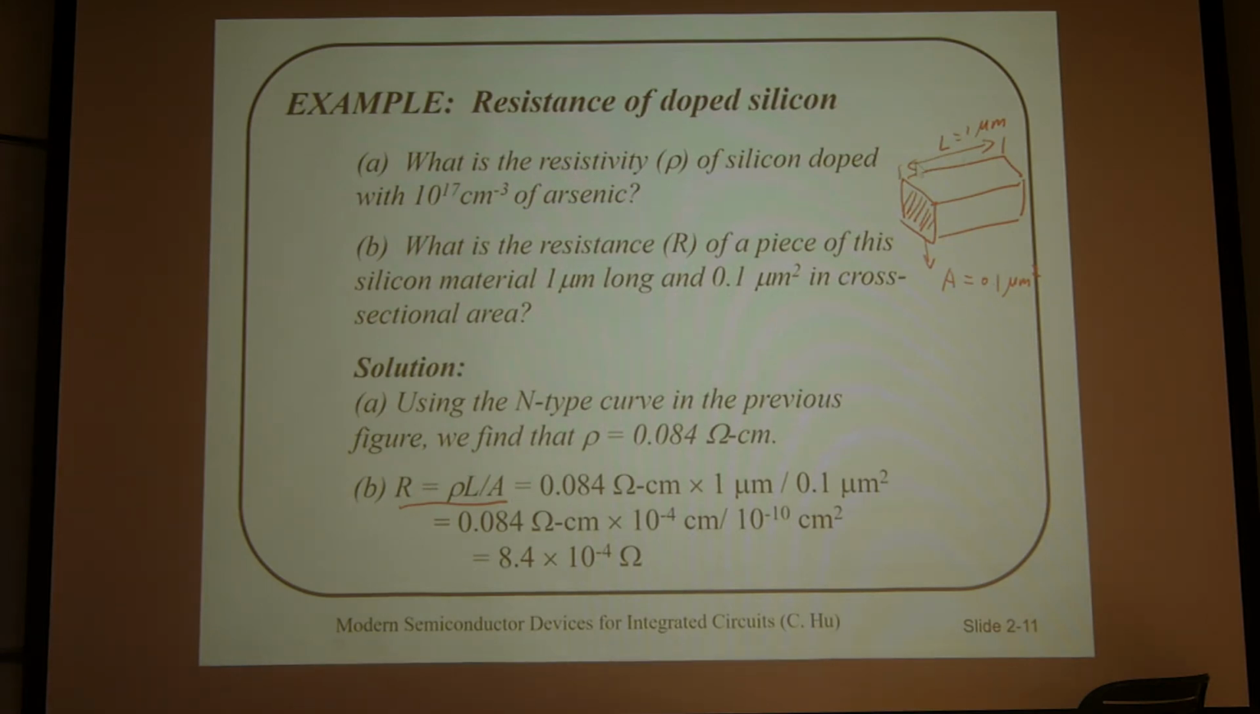So of course, the longer the silicon is, the larger the resistance. Or the larger the cross-sectional area is, the smaller the resistance is. So then you plug in the numbers here, but you need to convert the units. This is always what you need to do in this kind of question. Like centimeter, micrometer, so you need to convert the units. And then if you do that, then you can get this number. It's 8.4 times 10 to the power -4 ohm. So it's a very small resistance.